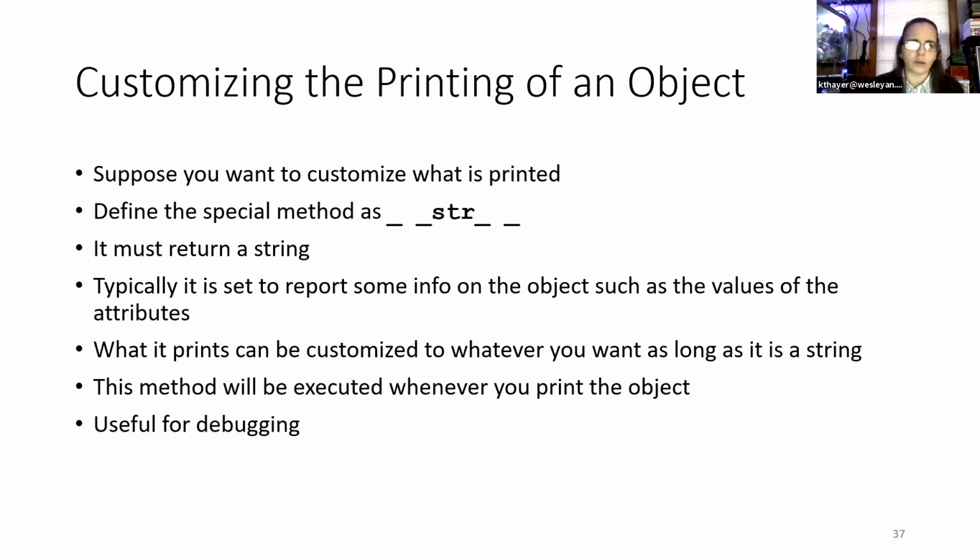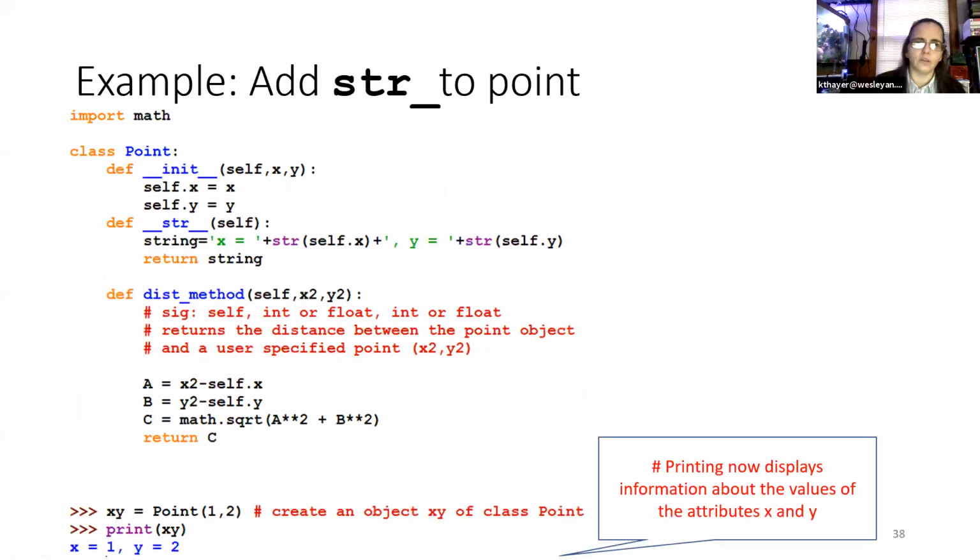You can customize it to whatever you want, but the expectation is you probably should customize it to report something about the value of the attributes. What it prints can be customized to whatever you want. As long as it's a string, the method will be executed whenever you print the object. And this can be incredibly useful for debugging because that's probably what you would use it for.